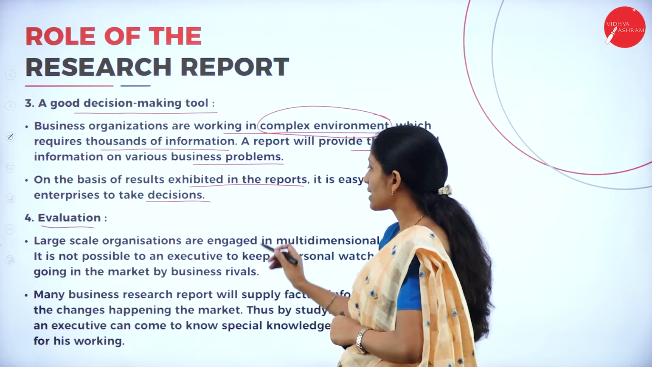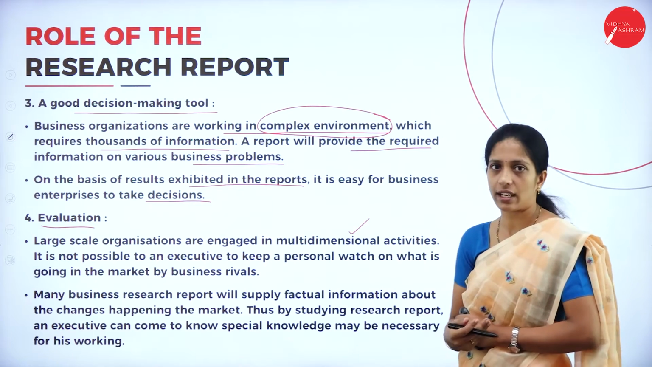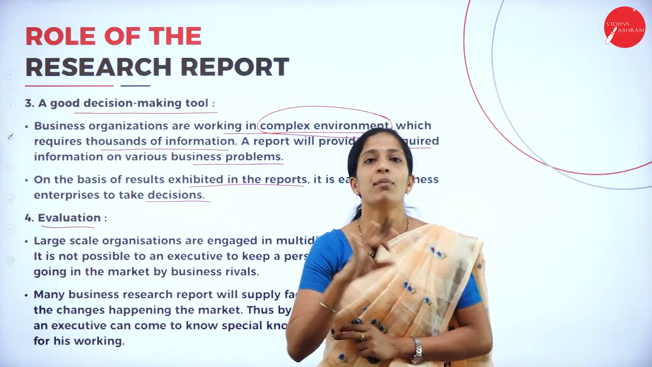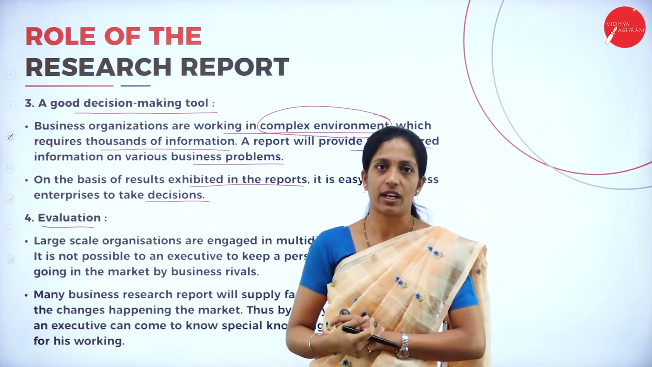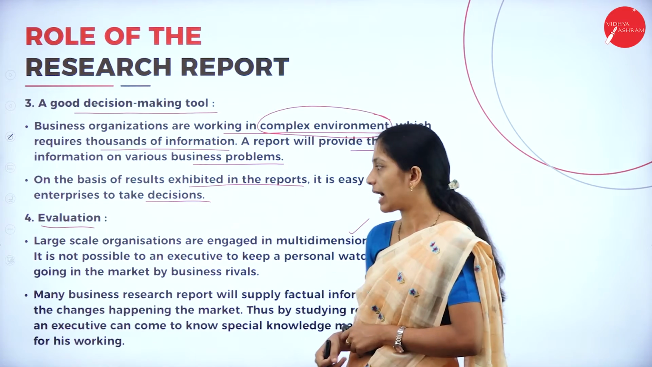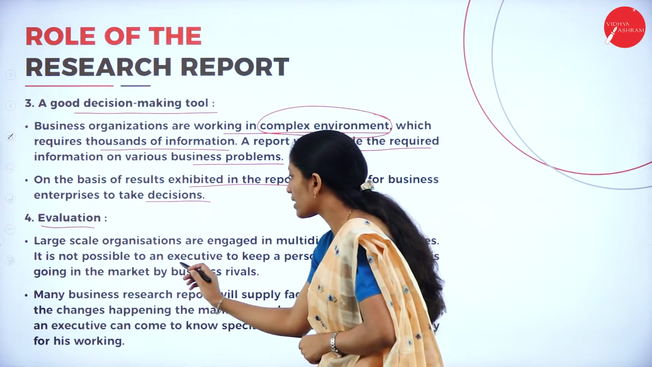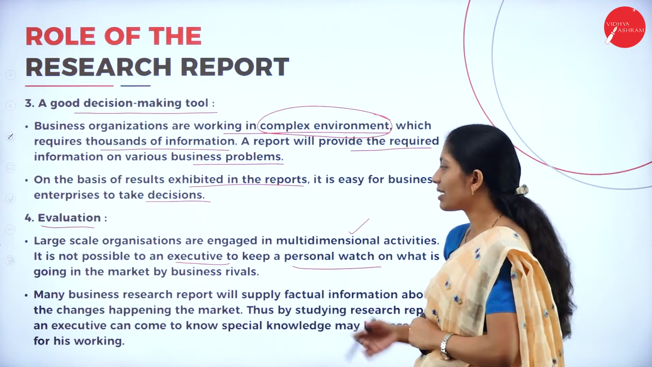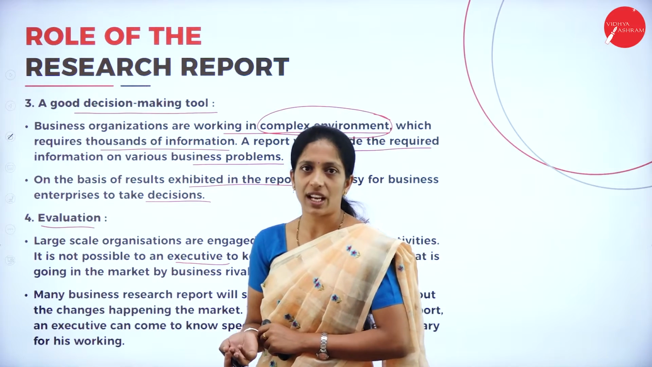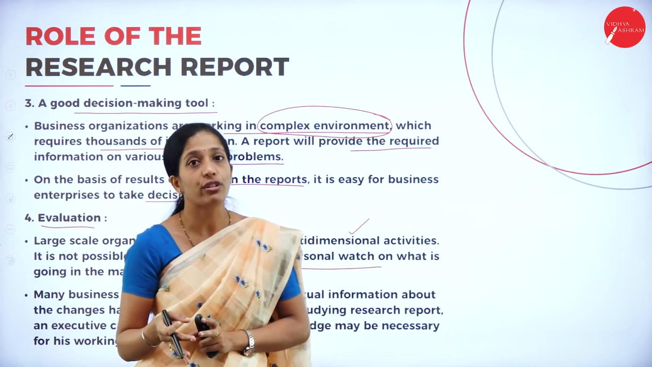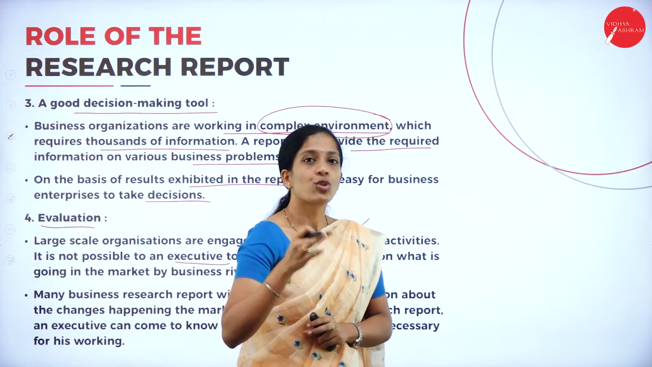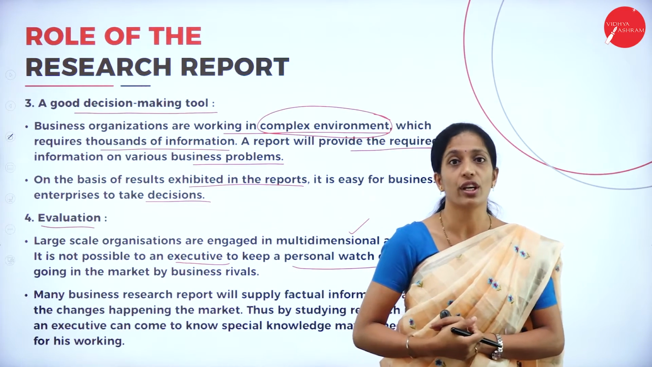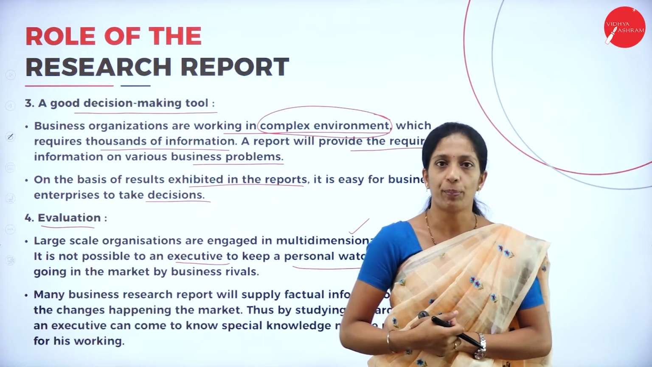Large-scale organizations are engaged in multi-dimensional activities. They are busy with a number of activities in order to improve their profit. Correct? It is not possible for an executive to keep a personal watch on what is going on in the market by business rivals. So we don't know about the competitions, what is going on, and the executive is also busy with his business work, so he cannot personally follow the competition going on in the market, that is, about the competitors.